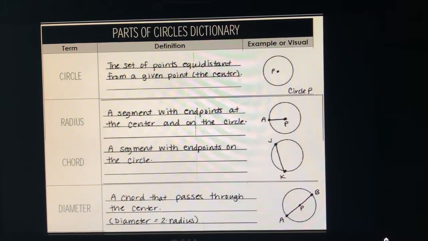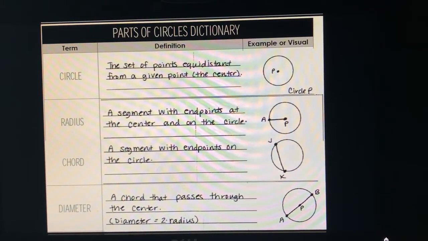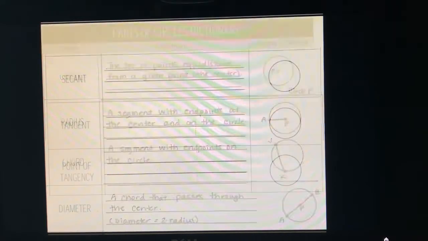And again, one thing to keep in mind about diameters, because this becomes really important in this unit, the diameter will have a center point and the line going through it. So that is really important for you guys to pay attention to, that the line goes through the center.